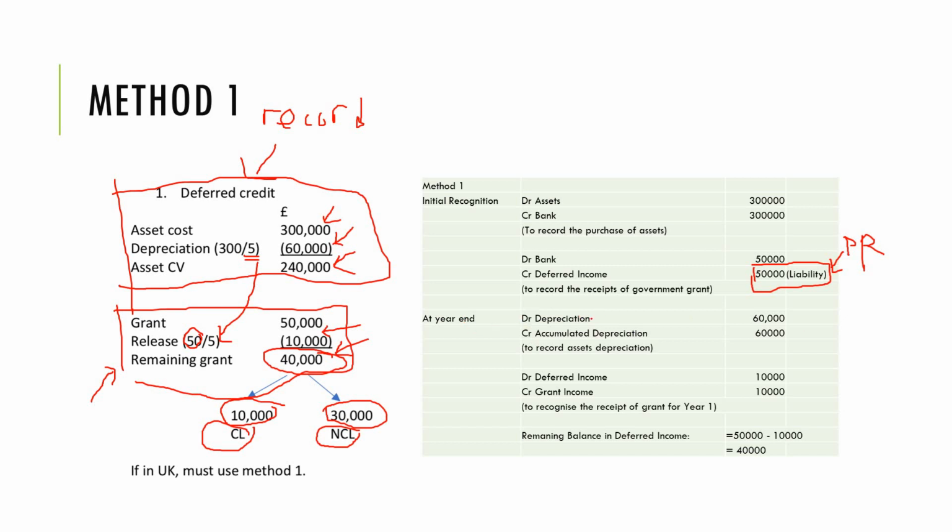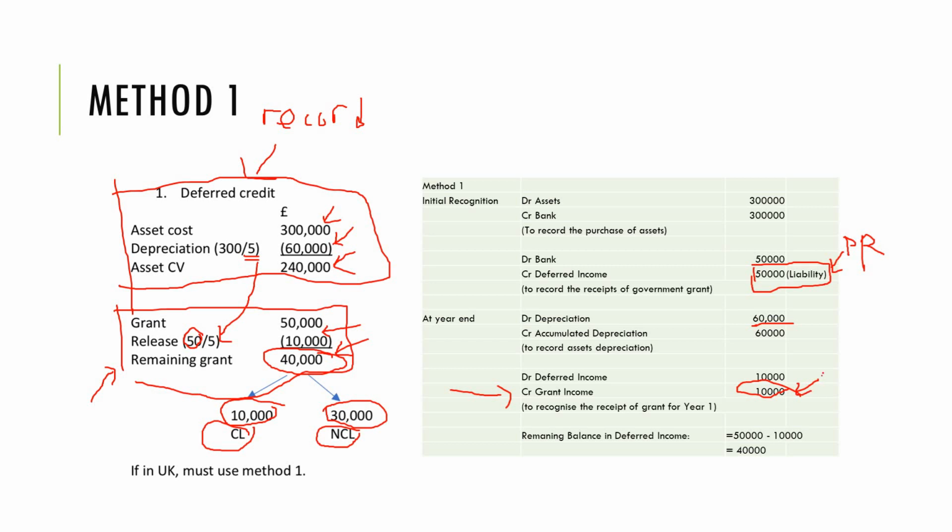This one is normal. So 300,000 divided by the useful life. So depreciation is 60,000. And also you have to recognize the 10,000 pound as part of the grant income. So you debit the deferred income and credit the grant income. So this one is how much you recognize in your P&L.